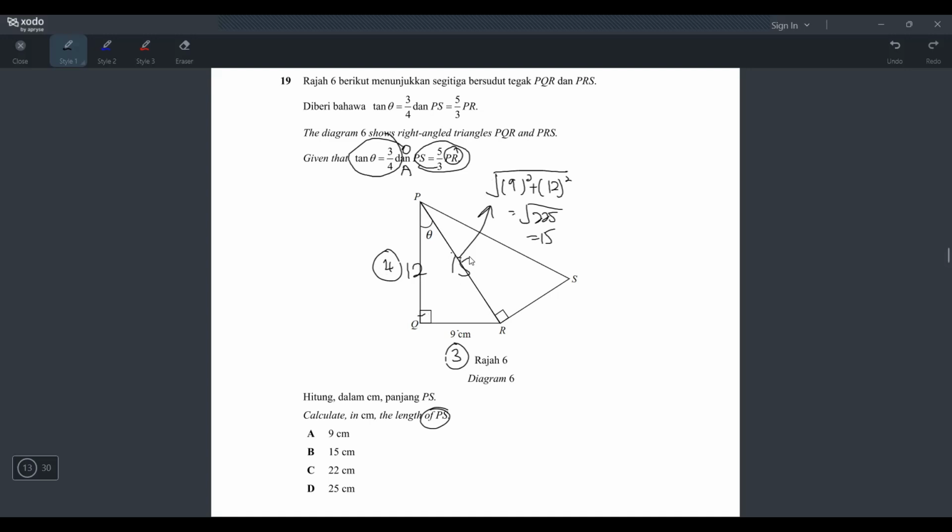So if my PR is 15, how can I find my PS? Use this. PS equals to 5 over 3 times PR. And your PR, you know already, 15. So just press this in your calculator, you get 25. So the answer is D. Okay, let me check with the calculator. Okay, yes, correct. So that's number 19.